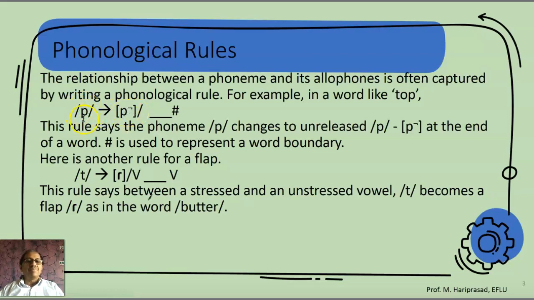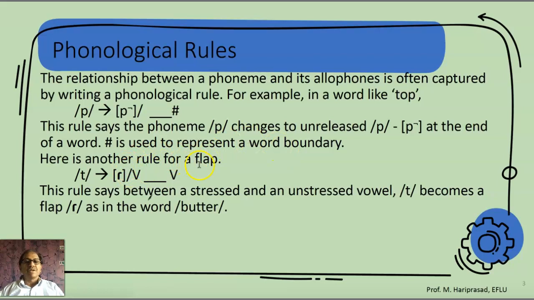So phoneme p, when it occurs at the end of a word, so your hash mark tells us it's a word boundary. That is, at the end of a word, if a phoneme p occurs, it can be unreleased. This rule says the phoneme p changes to unreleased p, that is this, at the end of a word. Hash is used to represent a word boundary.